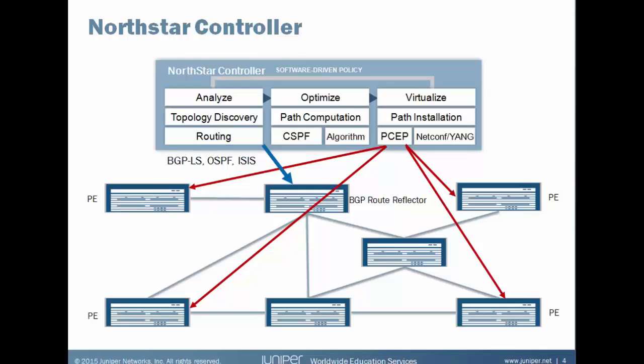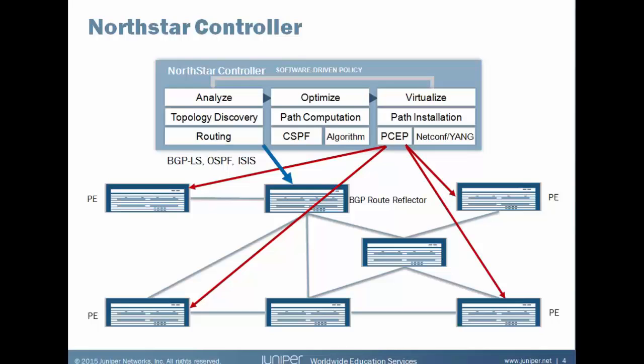There's a path computation component that can use the learned traffic engineering information to determine the optimal paths for label switch paths across the network. And then Virtualize uses the path computation element protocol to peer with the provider edge routers and distribute the new label switched path configuration.